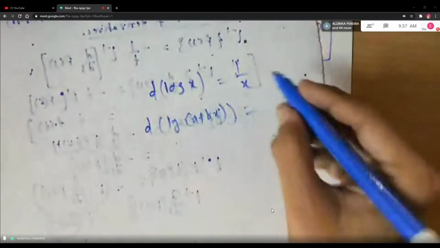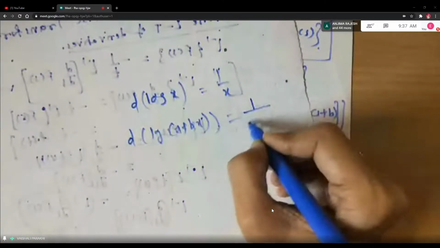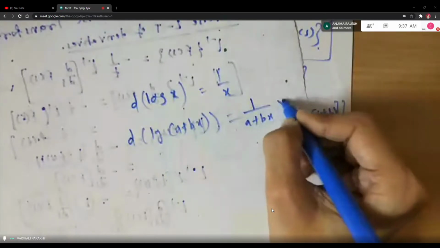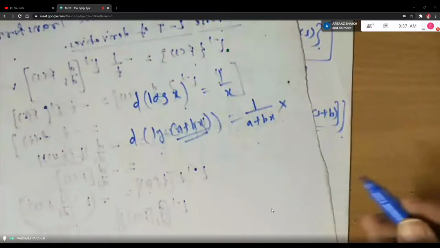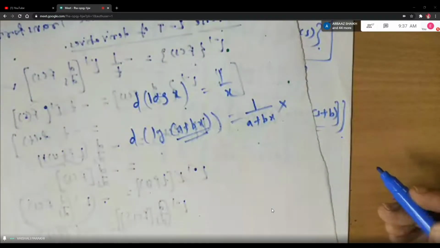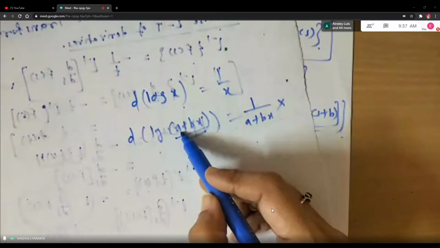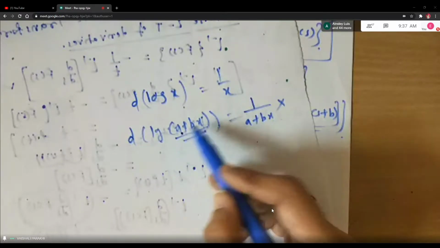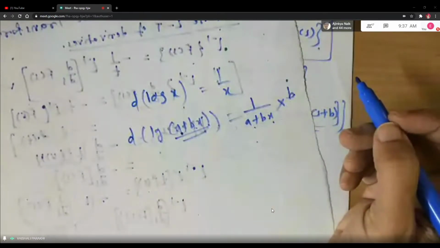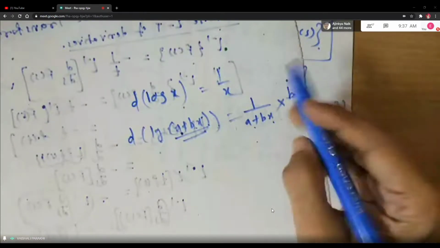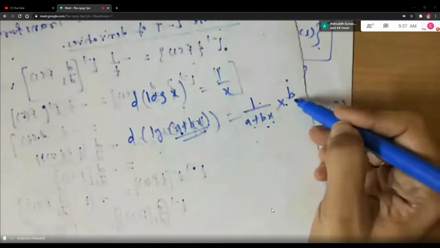What will be the derivative of log of a plus bx? It will be 1 upon a plus bx into the derivative of the bracket. So you have to go from outer function to inner function, correct? So derivative of the bracket: derivative of a is 0 because it is an independent constant, and derivative of bx is b. So it is b upon a plus bx. Understood? So 1 upon the bracket into the derivative of the bracket.